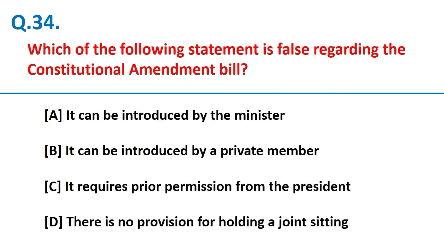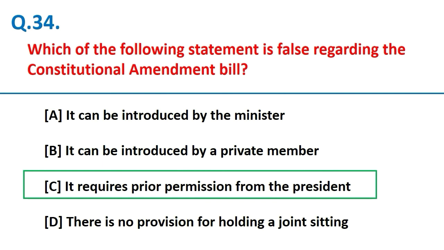Which of the following statements is false regarding the Constitutional Amendment Bill? It requires prior permission from the President. Friends, Constitutional Amendment Bill does not require any prior permission from the President. This bill can be introduced by a minister, can be introduced by a private member, and there is no provision for holding a joint sitting, and it does not require any prior permission from the President.